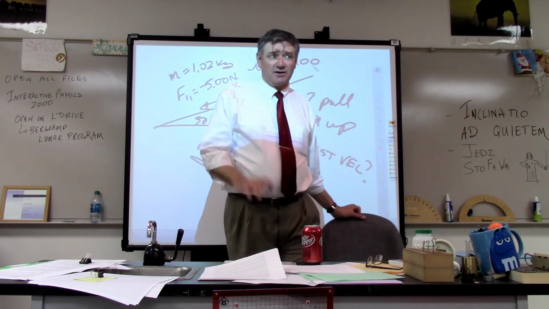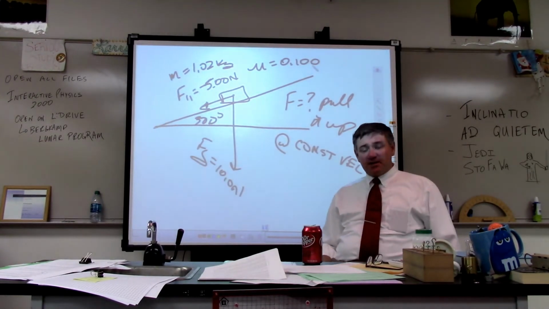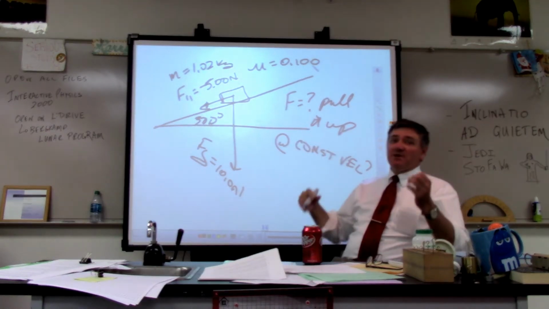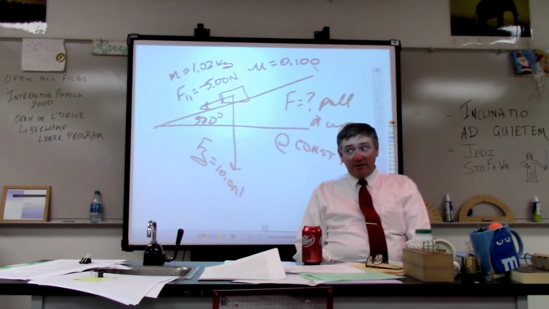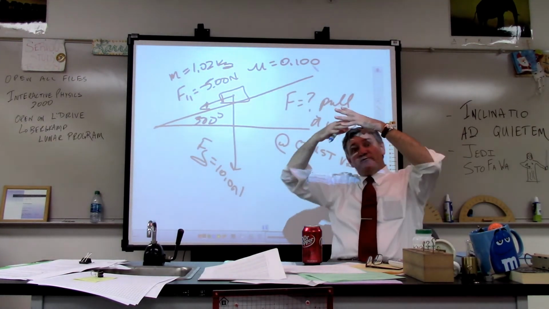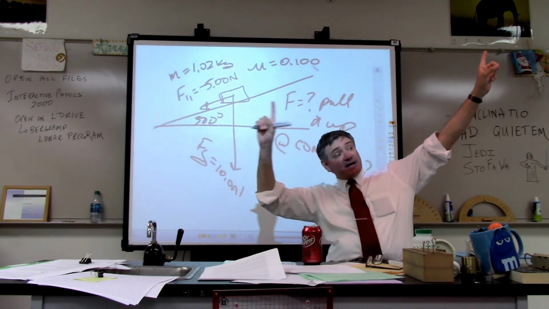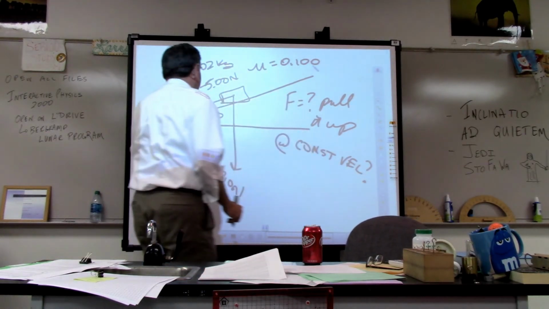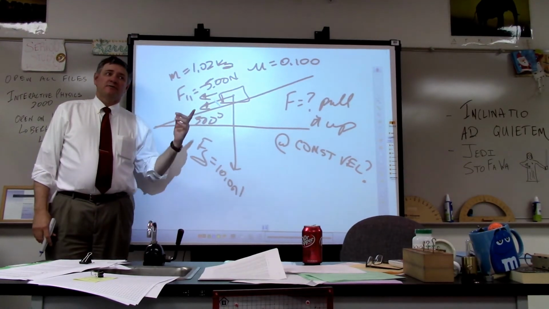Which way is this block going to move? Up. Which direction is friction going to act? Down. Because your frictional force, remember, always acts in the opposite direction of motion. So now, instead of my frictional force acting up, when I let it slide down, now I'm pulling it up, so now friction is acting in the downward direction. So now, my force of friction is going this way.